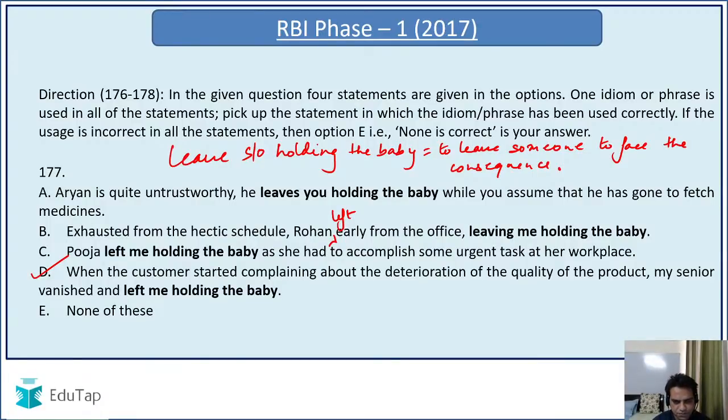That means to leave, to put all the burden or the consequences on someone else. The blame is put on someone else. That's what we call leave someone holding the baby. Got it? That's why I said it's not B, because B means he left me with the work. But to leave someone with all the consequences, that's different, right?